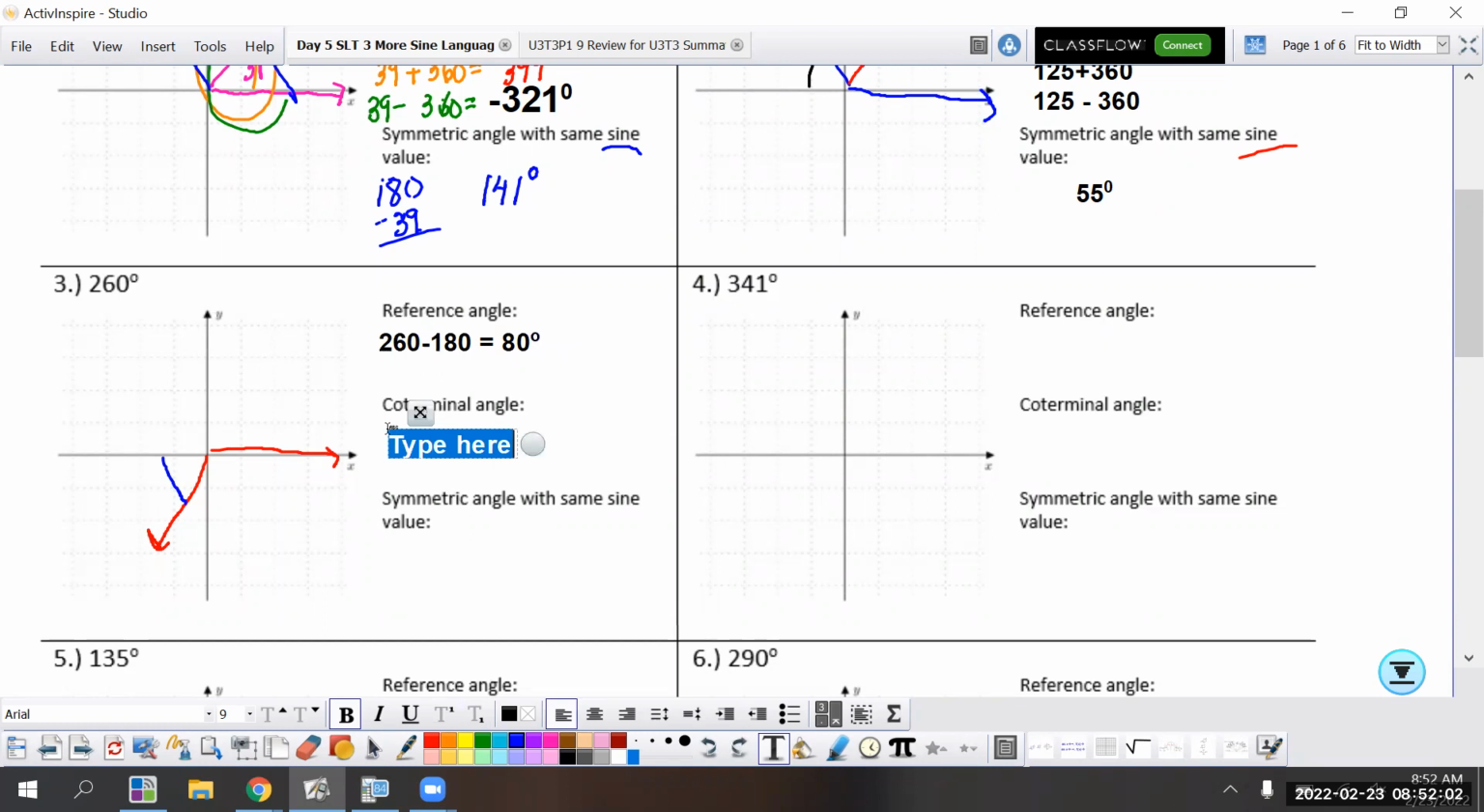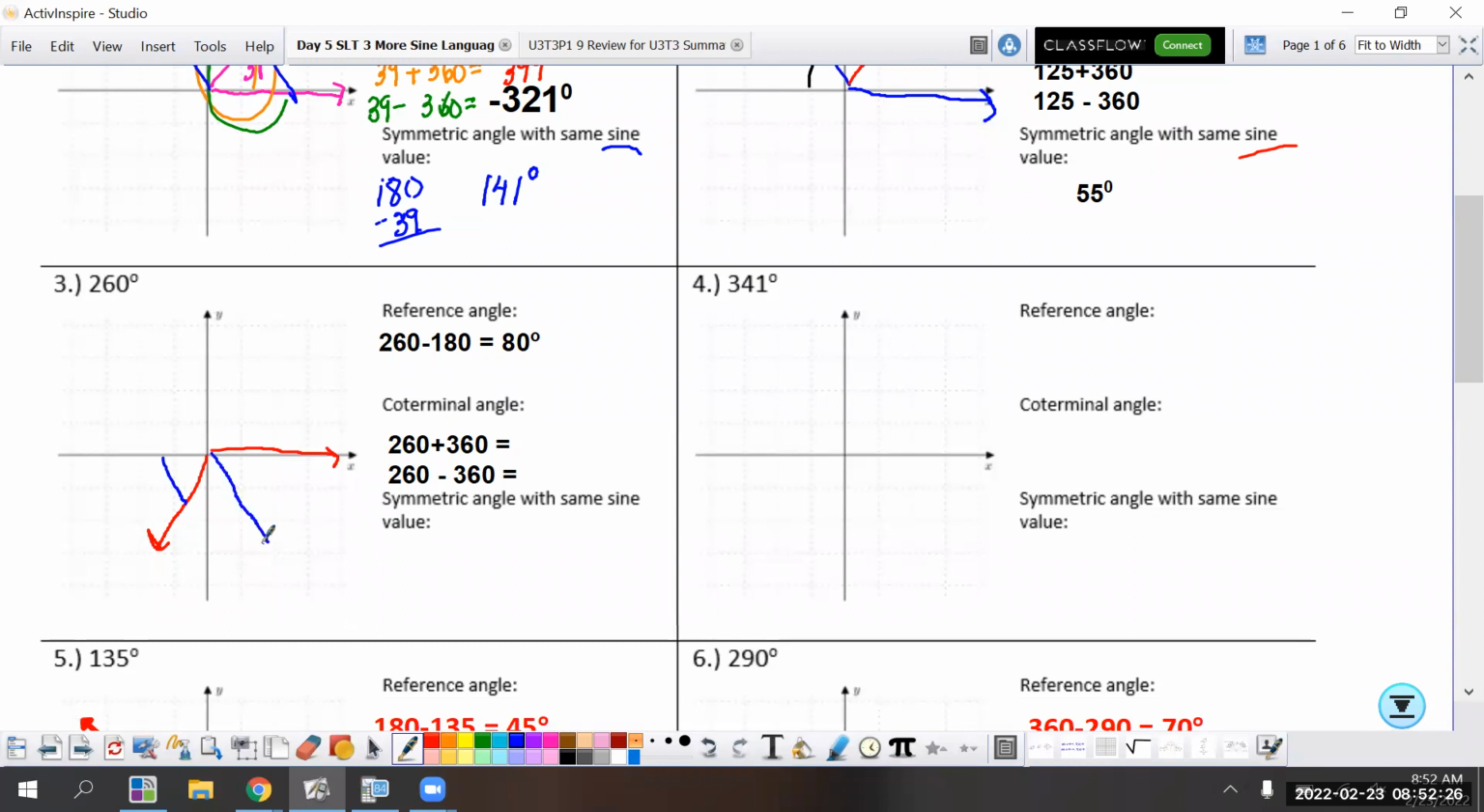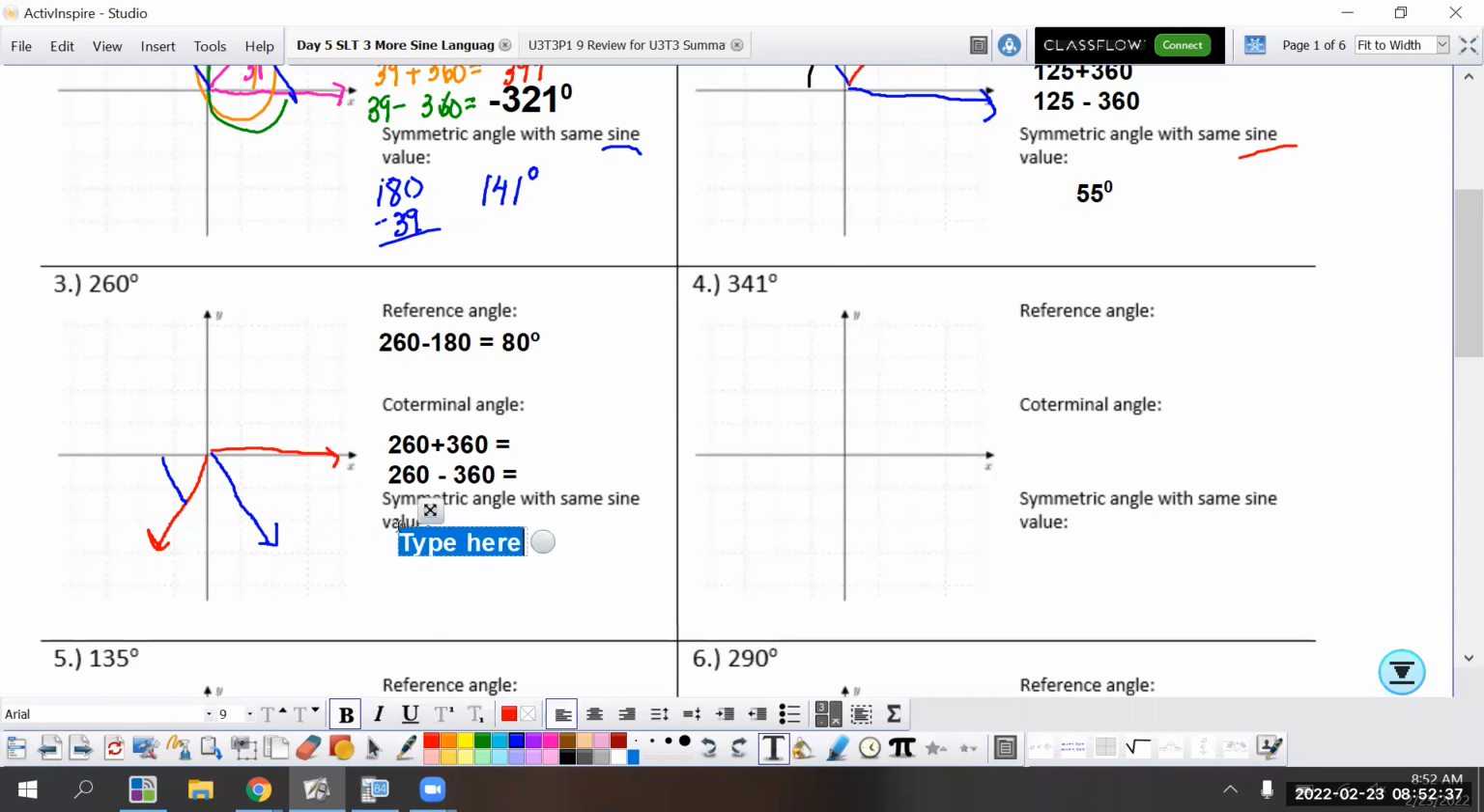Coterminal, we've got the 260 plus 360 for an extra full rotation in the counterclockwise, and 260 minus 360 in the clockwise direction. Symmetric would be the angle in the fourth quadrant, which is down here, the same y segment. So using that reference angle, we're going to do 360 minus 80.